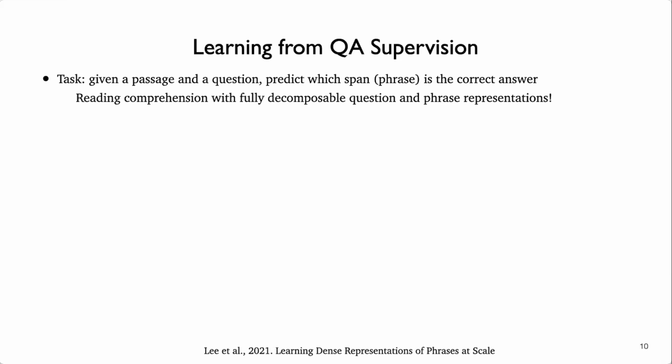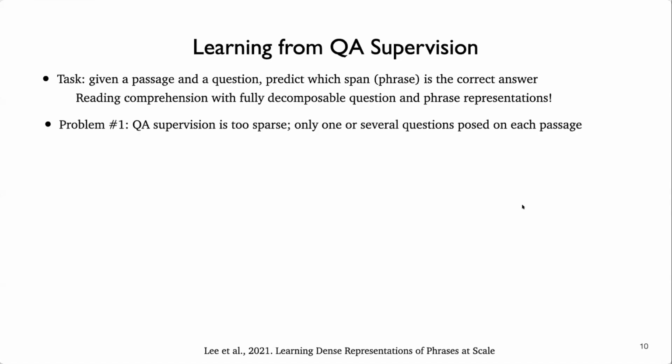But the difference here is that we need to use the formulation we just defined to solve this problem. In this case, the question and the phrase representations are fully decomposable. So these are very different compared to the cross attention models. There are several key challenges that we need to solve here. I don't want to spend too much time here, so I encourage you to check out the paper for more details.